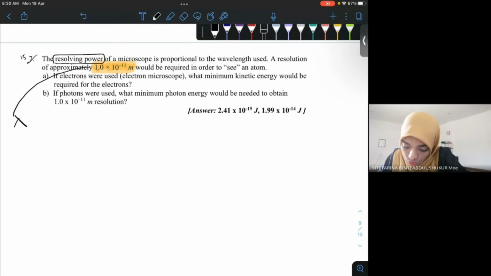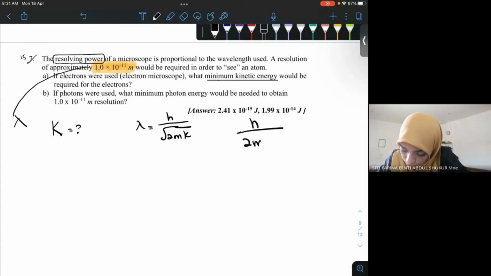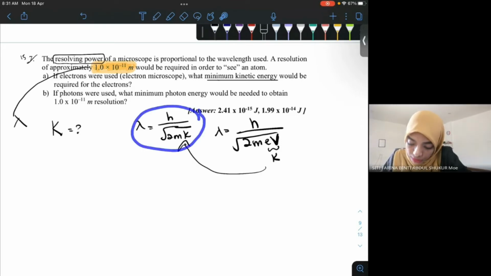If electron were used, what minimum kinetic energy would be required for the electron? So kita nak cari K dekat sini. What is the minimum kinetic energy? Apa yang diberi dalam soalan adalah lambda basically. So equation yang akan kaitkan lambda dan kinetic energy dekat sini adalah lambda is equals to h over square root of 2mK, iaitu this one is actually the 2m eV equation ini. Okay, and we know eV ini adalah kinetic energy, so we substitute K and we are going to use this equation lah. Tapi kita nak cari K, betul tak?